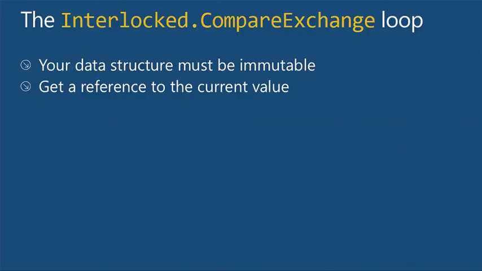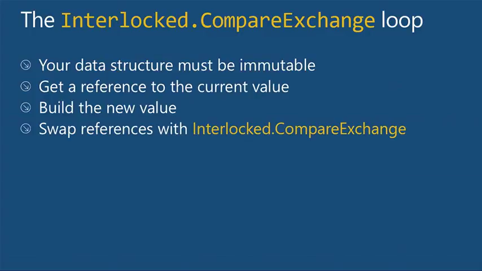In that case, what you do is this. Get a reference to the current one. Use that reference to build a new list. So you might copy the data, you might patch it, you might do all sorts of things. Effectively, you build a new list, and you swap it in. And you use the interlocked compare exchange function to do that swap in a single, uninterruptible step.